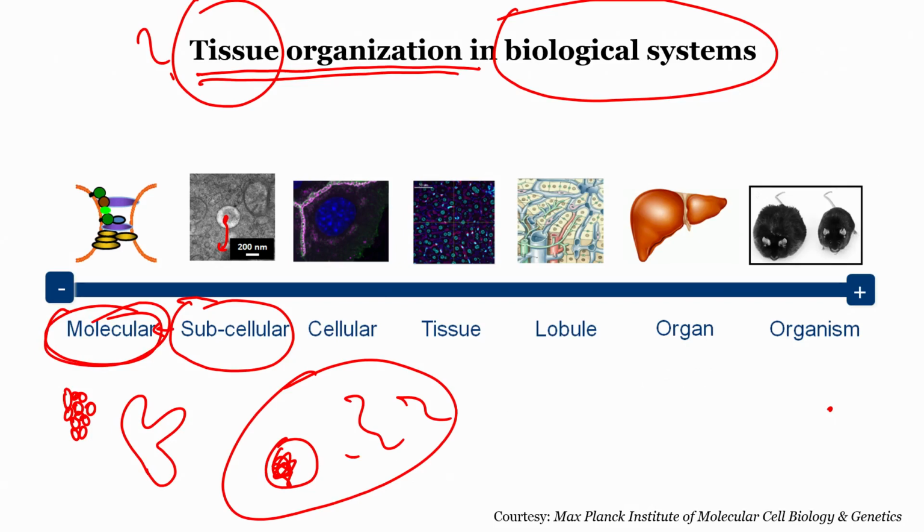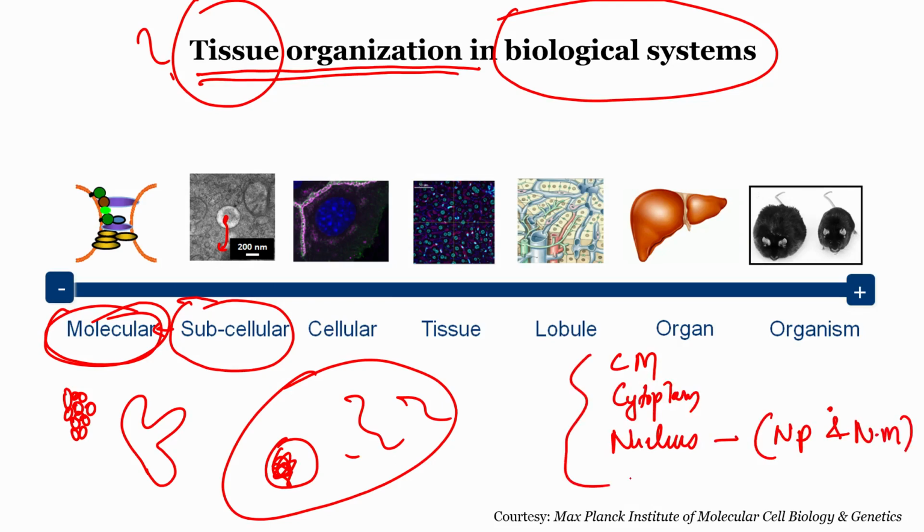So, for us the main thing is, again I will repeat, I will keep repeating it because this is very important: cell membrane, cytoplasm and nucleus. You need to remember only these. Nucleus again consists of nucleoplasm and nuclear membrane. Just consider these three things for now.